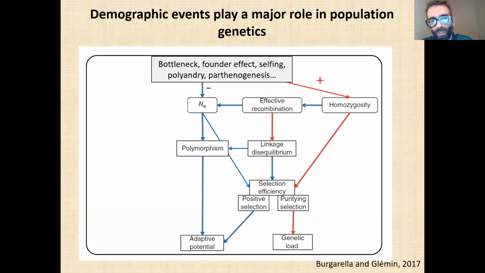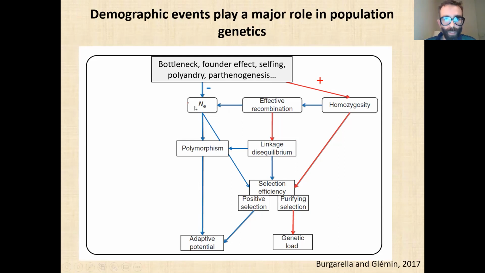And that's just a summary graph, which summarizes everything I told you. So with the bottleneck, founder effect, selfing, polyandry, which then change the sex ratio. And as we discussed, the more imbalanced the sex ratio, the more distorted, the smaller the effective population size we have. And of course, parthenogenesis is the exact same thing as selfing happening. And you can imagine clonal propagation, etc.